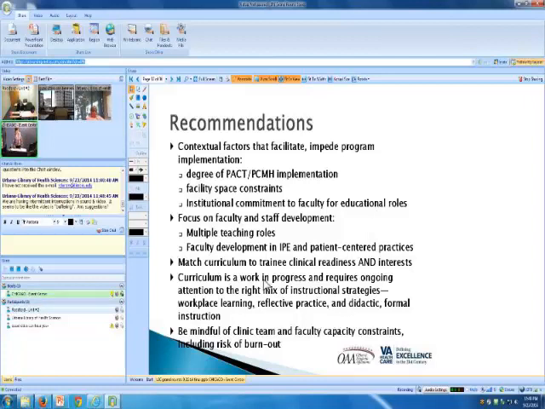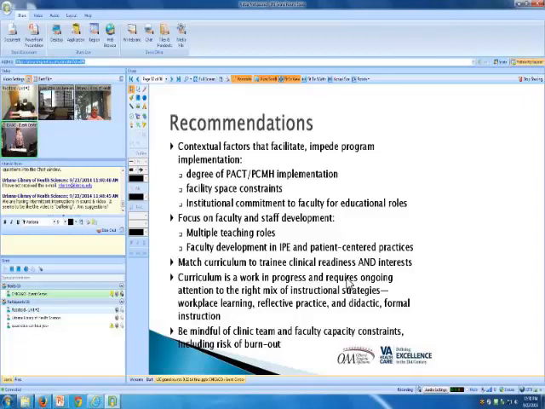We really need to focus on faculty and staff development because they're going to have multiple teaching roles, from developing curriculum to precepting. And our faculty really need to model interprofessional education and patient-centered practices. So they need some development in that.